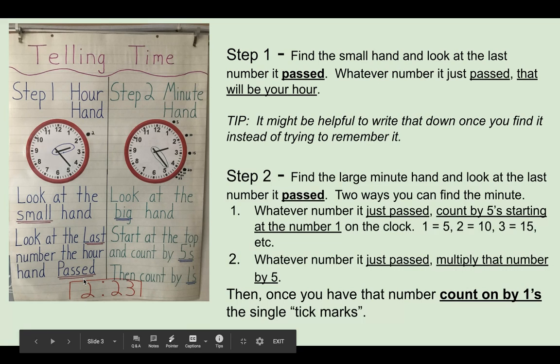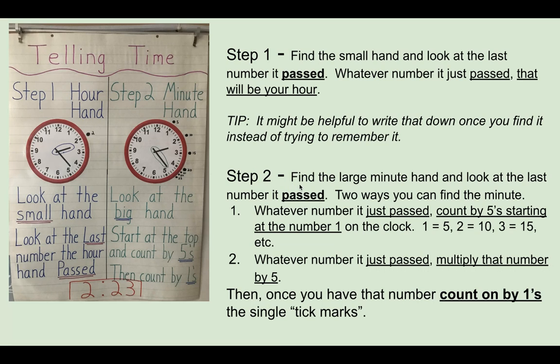Then we go over to the minute. We find the large minute hand and look at the last number it passed. And then from there, there are 2 ways that we can find the minute. We can take whatever number it just passed and then count by 5 starting at the number 1 on the clock, where 1 equals 5, 2 equals 10, 3 equals 15, and so on. Or we can take whatever number it just passed and then multiply that number by 5.